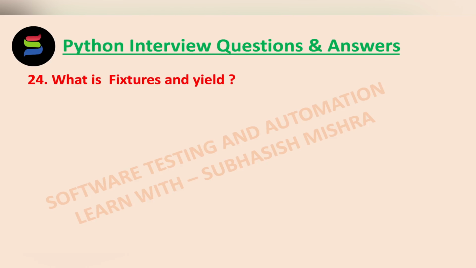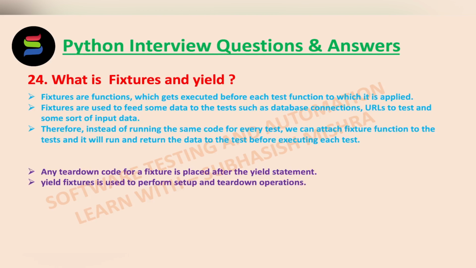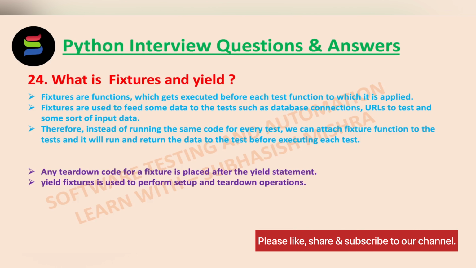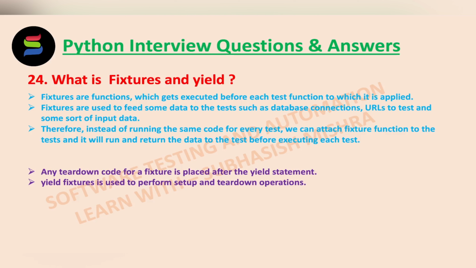What is fixture and yield? Fixtures are functions which get executed before each test function to which they are applied. Fixtures are used to feed some data to the tests such as database connections, URLs to test and some sort of input data. Therefore, instead of running the same code for every test, we can attach a fixture function to the test and it will run and return the data to the test before executing each test.